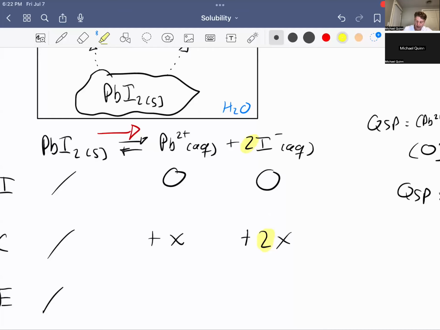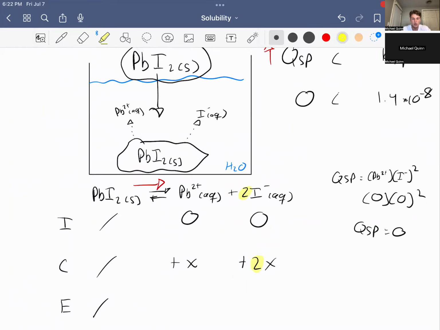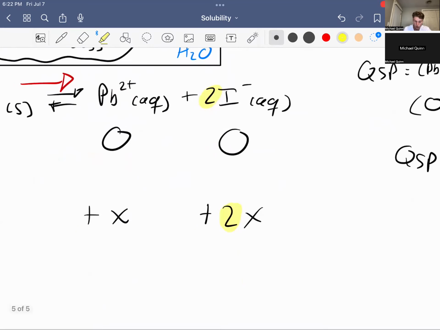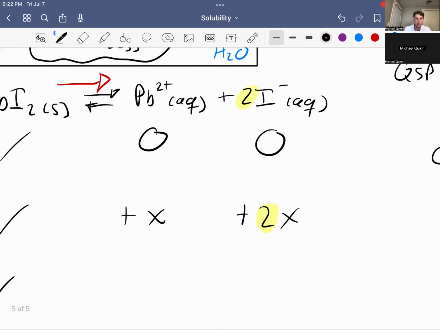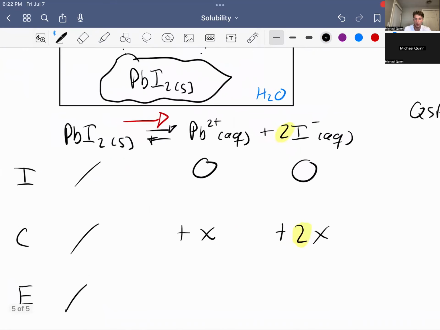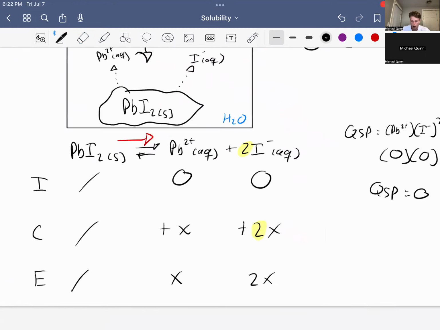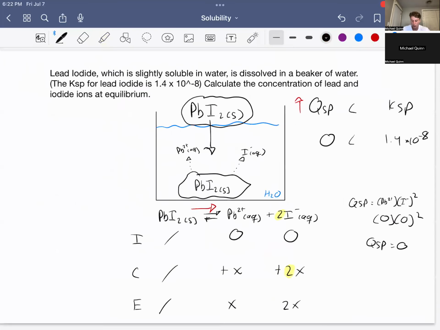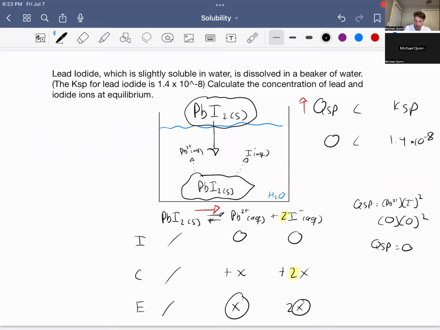Whatever the coefficient is in front of a certain species in your equilibrium expression, we need to put that same number in the change column of our ice table. So if this was a 3, we would change this to 3. So at equilibrium, we will see X and 2X for our lead and our iodide. So how can we solve for what X is? Well, what we can do is see that this is the equilibrium column for our ice table. So we know the equilibrium column is equal to K.